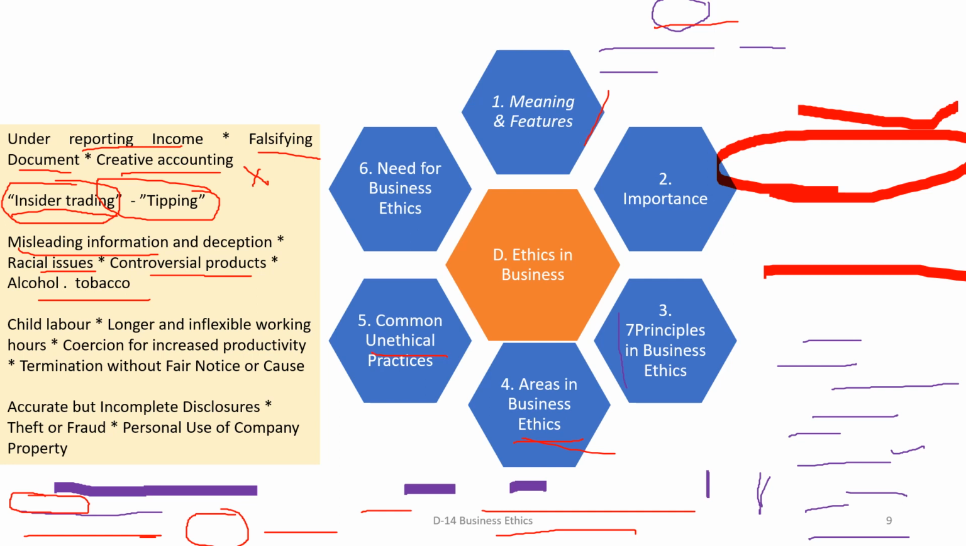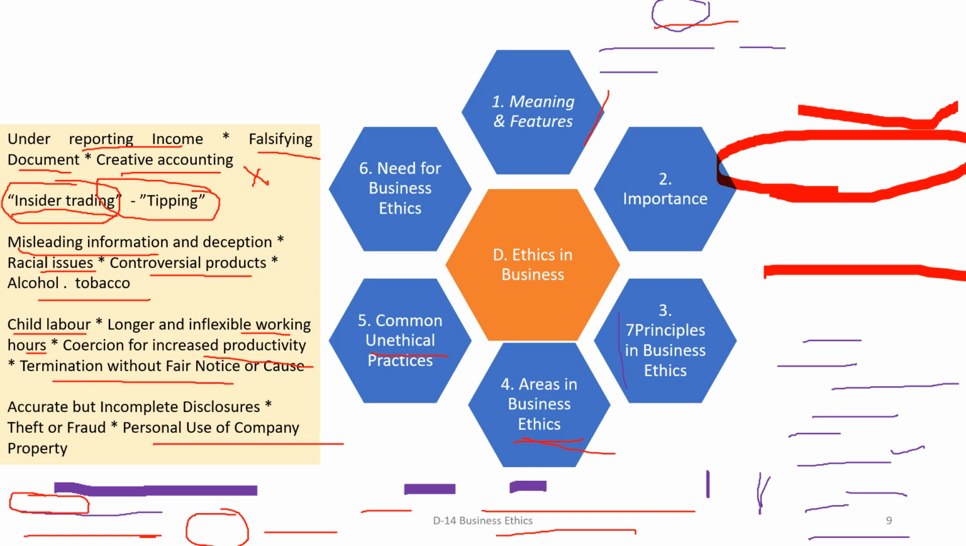And when it comes to HR, you will encourage child labor by employing minors. You will be hard on employees by putting inflexible working hours. You will be forcing people through incentive system for increased productivity under inhuman conditions. And you might remove people without following the due process of law, maybe termination without fair notice or cause.